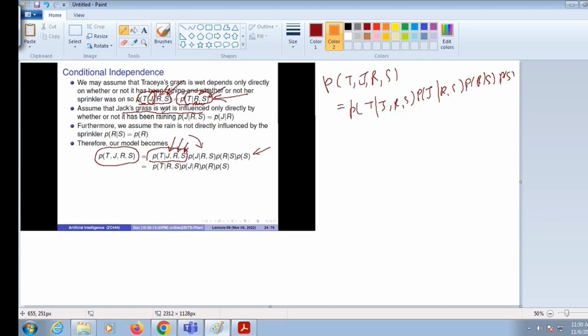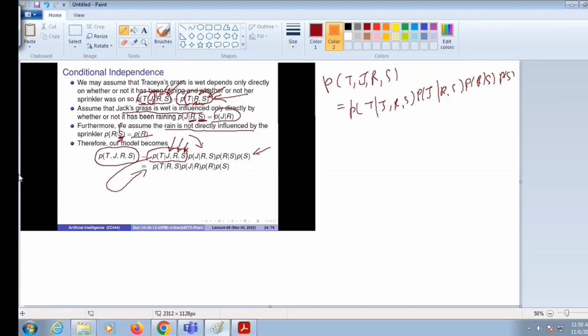So Jack is not directly dependent, and this is coming from our understanding of the world. Similarly, assume Jack's grass is influenced only directly by whether it was raining or not, because the sprinkler in Teresa's house does not make Jack's lawn wet. So J is dependent upon R only. Similarly, R given S: we assume that rain is not influenced by the sprinkler. Whether you turn your sprinkler on or not, rain is not going to be influenced. So R given S is actually the probability of R. If you change this, the formula becomes this.